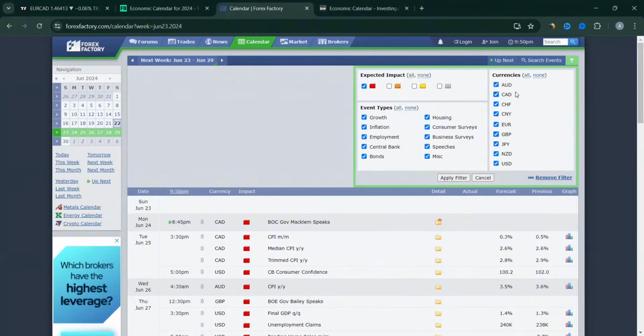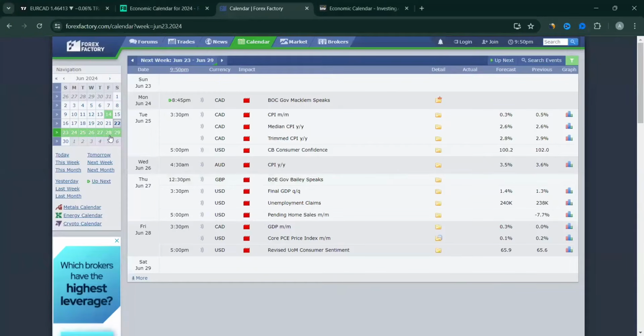I love trading the CAD and I love trading the JPY. You also tick the events that you want, and then after you can apply the filter. Personally, I unchecked the ones that have low impact, and I left the ones with high expected impact, and you click apply filter, right? Personally, I want to cancel because I want it to remain the same.